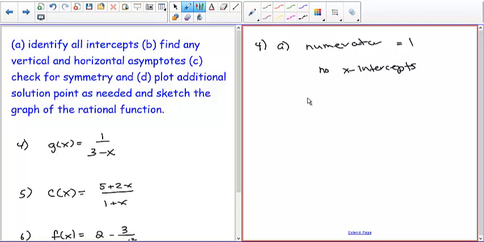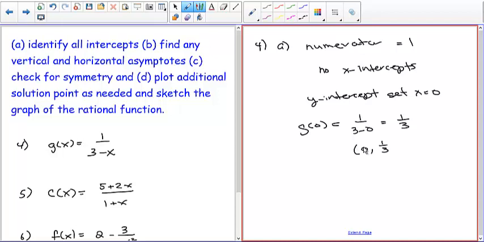The y-intercept, you set x equal to 0. Same thing we did in chapter 1. So we're doing g of 0, which is 1 over 3 minus 0, or 1/3. So the y-intercept will be 0, 1/3. That'll be a point, so let's put a little box around that because we can plot that. Okay, B, vertical asymptotes. For vertical asymptotes, we look at the denominator.